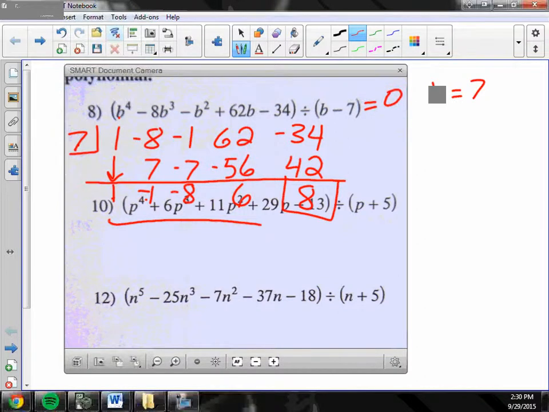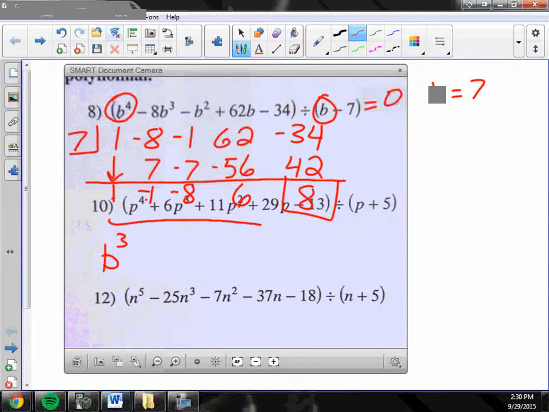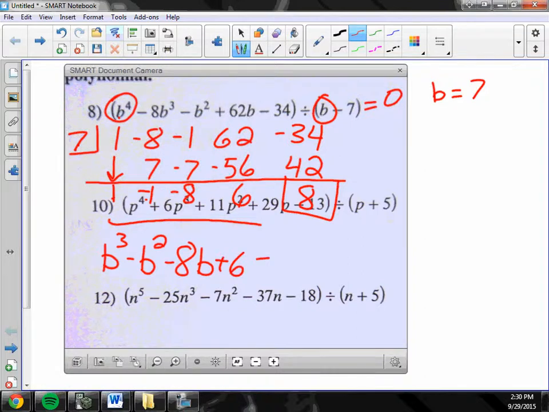b to the third. Anytime you take b to the fourth and you divide it by b, you're going to lose 1 degree. So the new polynomial, notice, has 1 fewer coefficient than the original polynomial. So it's going to be 1b to the third, minus b squared, minus 8b plus 6 plus 8 over b minus 7. That was super easy, right?